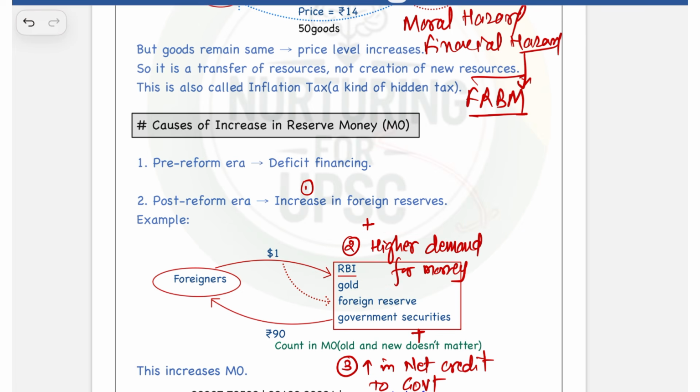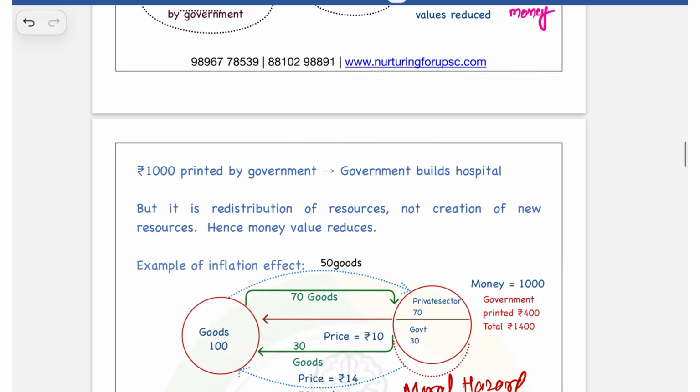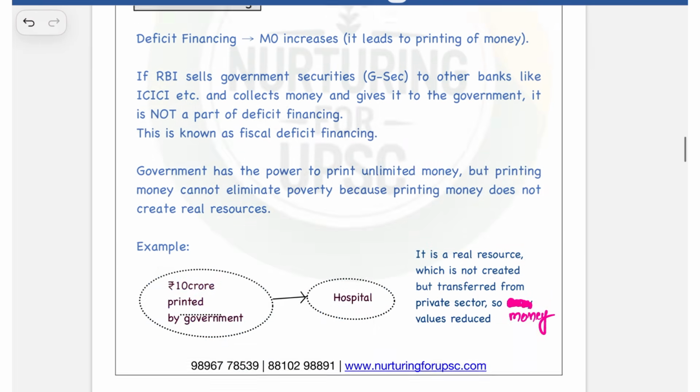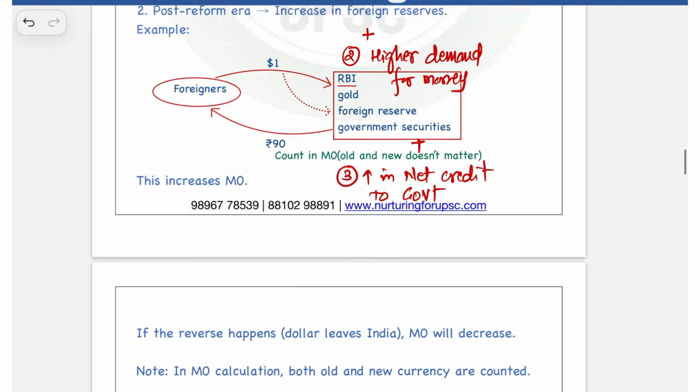Then again there is an increase in net credit to the government. So even though there is lower deficit financing nowadays, government borrowing has increased in absolute numbers too. This increase in government borrowing means increasing reserve money, because we saw how the printing of money and every system in the economy works.